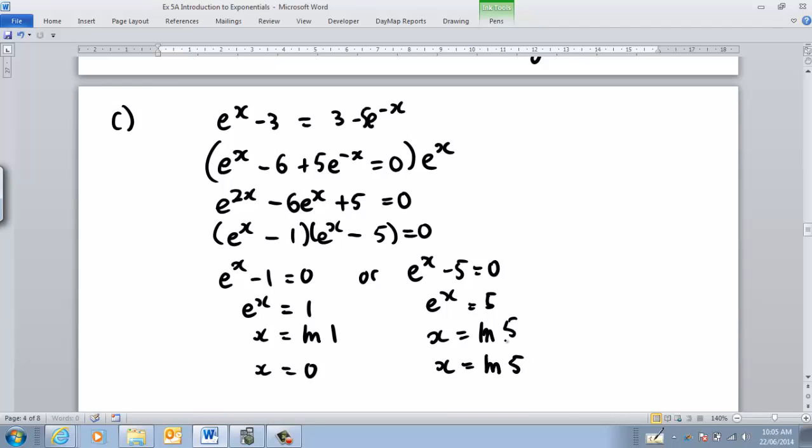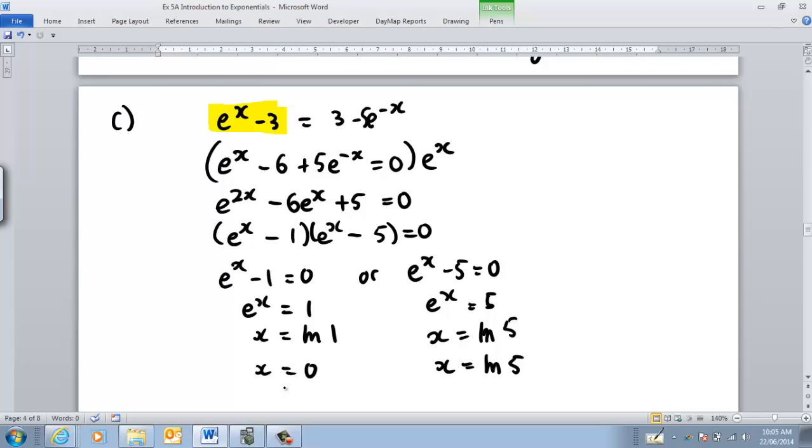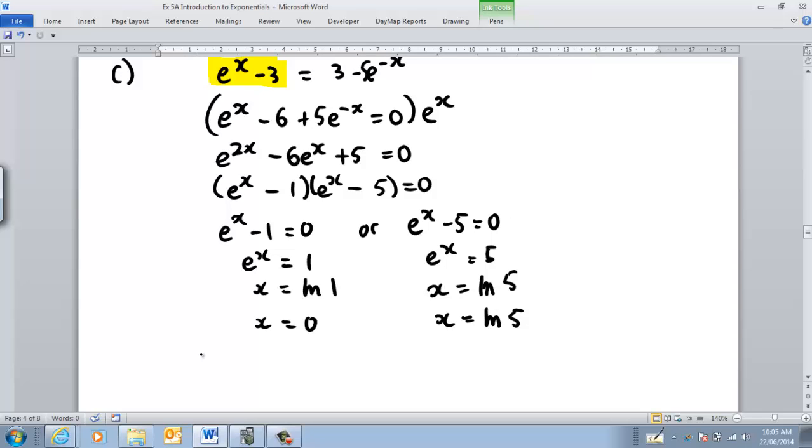Now what we have to do is find the y coordinates as well. We have to use one of these equations. Pick the easiest one. The easiest equation to use in this particular case would be this one here. So we substitute both of them into there, remembering those 2 points have the same x coordinate and y coordinate. If x equals 0, then our y value is equal to e^0 take 3. When we do that, that's going to give me a value of 1 take 3, which is minus 2.